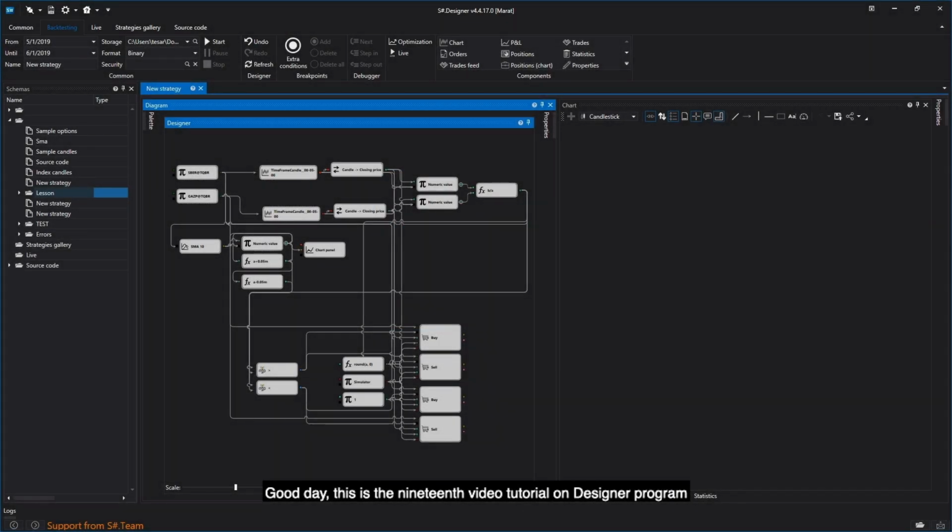Good day. This is the 19th video tutorial on Designer program. In today's lesson, we consider building a pyramiding strategy. When building, we will use the moving average and standard deviation indicators.